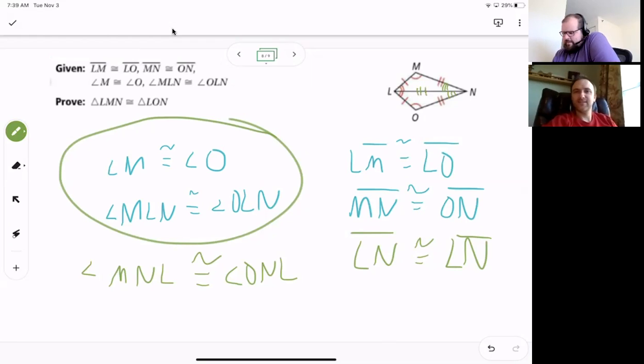Interesting. That's fascinating. But to me, it looks like we've got 3 angles and 3 sides that are each congruent to a matching piece, and that they line up in the same way that the proof statement is, that the L goes with L, M goes with O, N goes with N. That seems like we've done our job. That is true.